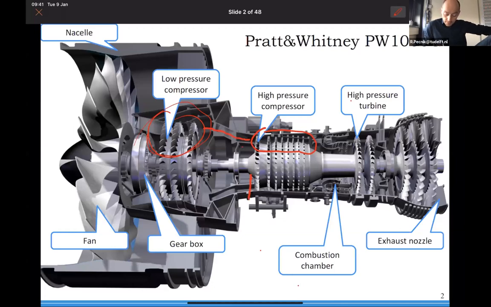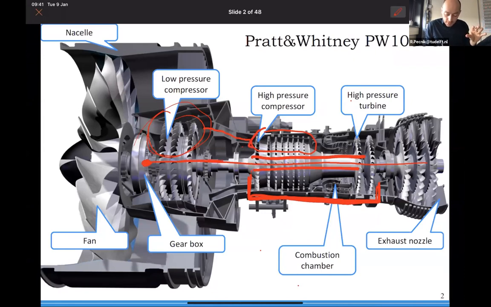This part of the engine with the high pressure compressor and the first two stages here, or maybe only one stage, I don't know exactly, but I think it's only one stage even, are connected on one shaft. The shaft is outside. This is one shaft. And then there's an inside shaft. So there are two shafts, and this axis is inside the outer axis.